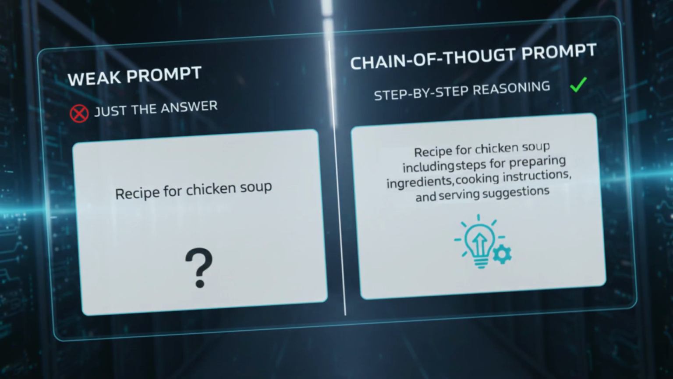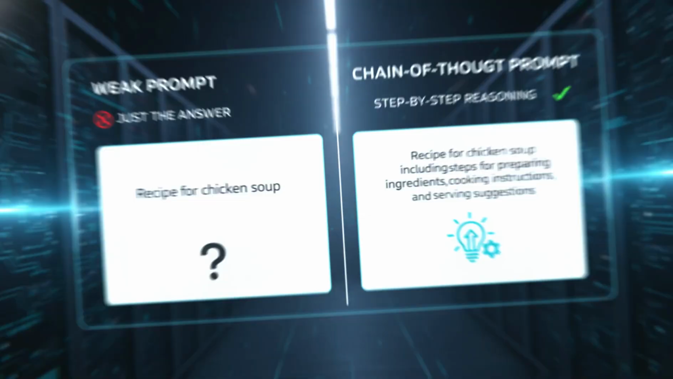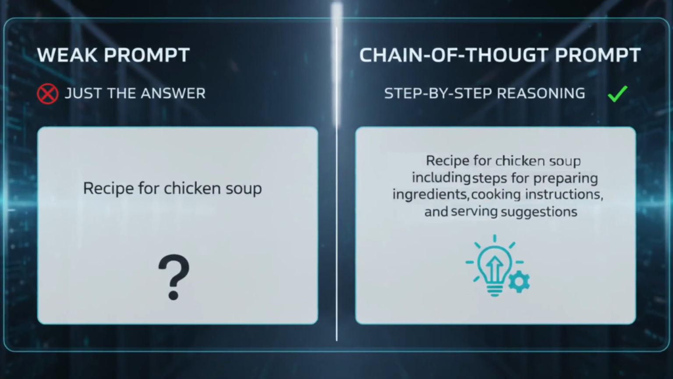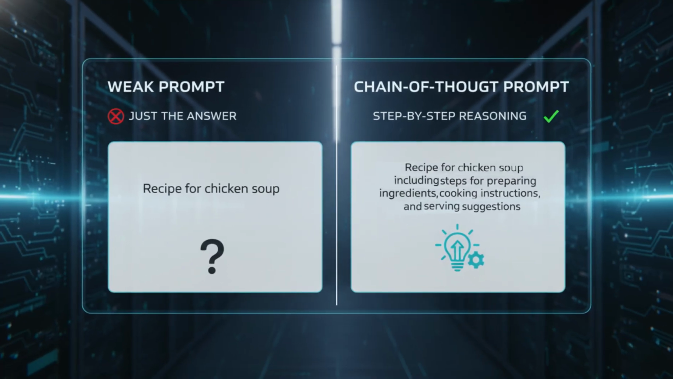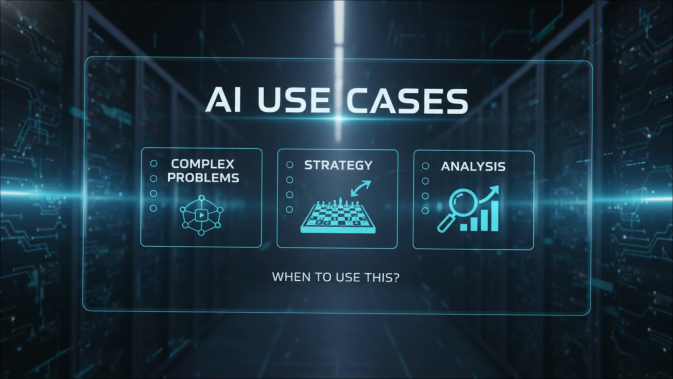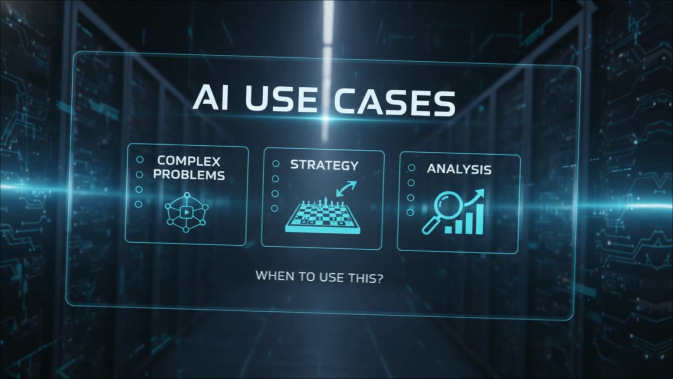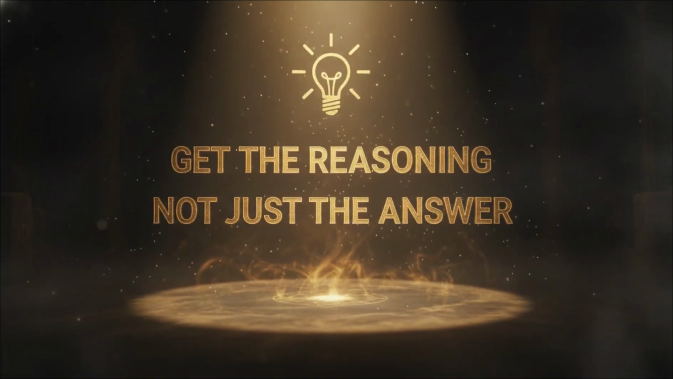First, analyze what makes a marketing strategy effective. Then, consider the specific challenges of small businesses. Finally, recommend a strategy that addresses those challenges with specific action steps. This technique is especially powerful for complex problems, strategic decisions, and analytical tasks. You get not just an answer, but the reasoning behind it.